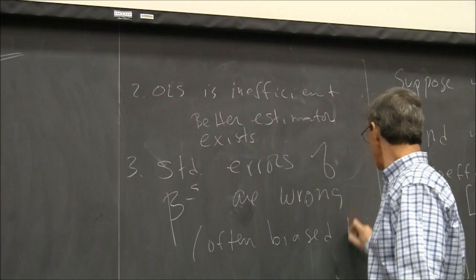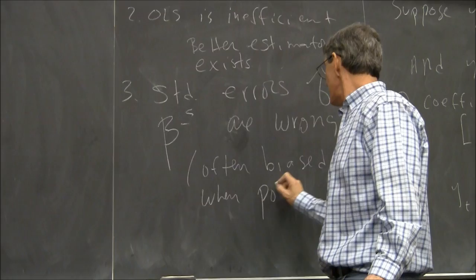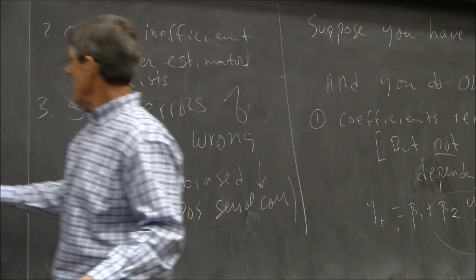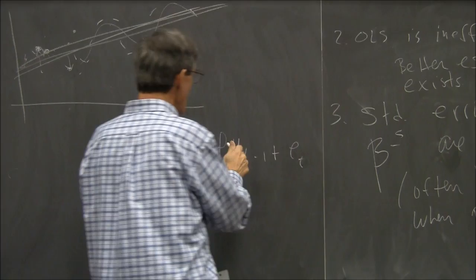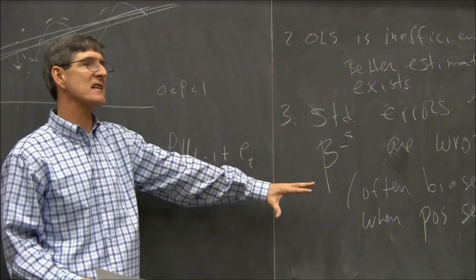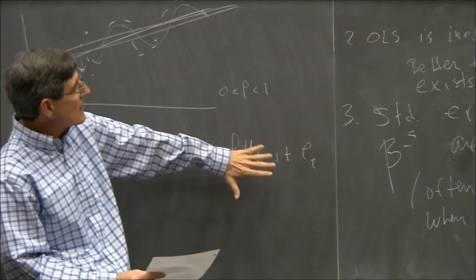When you have what we call positive serial correlation, that's when today is positively related to today's past. So if ut, in that model, if ut is rho ut minus 1 plus et, when this rho is between 0 and 1, the standard errors are generally too small. There's also a condition on the X's I'm not going to talk about. But in general, when this problem exists, your standard errors will be too small.